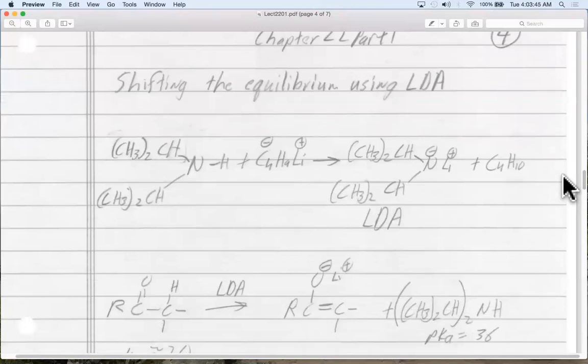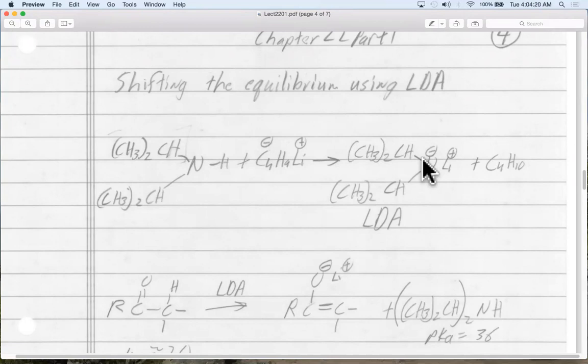LDA is just a compound. It's called lithium diisopropyl amine. And the way you make that compound is you take diisopropyl amine and treat it with this lithium reagent. The lithium and the hydrogen trade places. So now we have a salt, an ionic compound. Notice the nitrogen is a negative charge. So the nitrogen is going to be our base. A negatively charged nitrogen is a very good base.